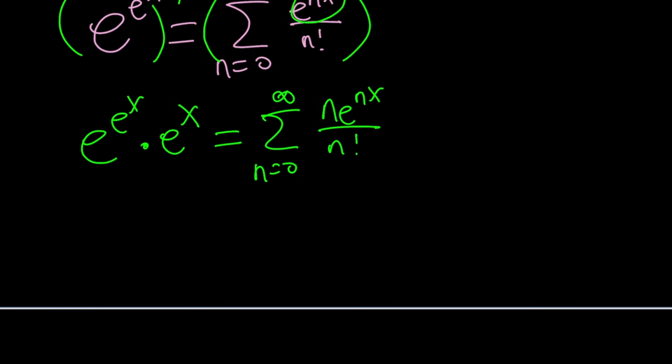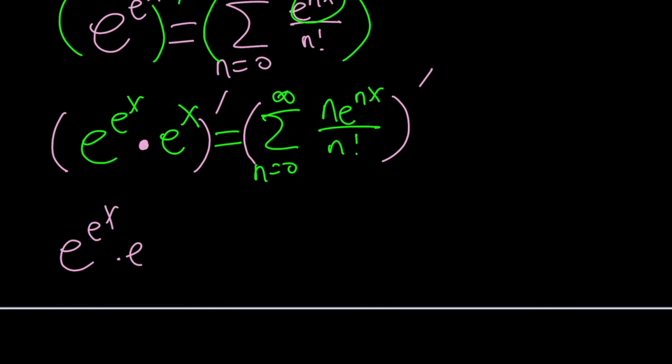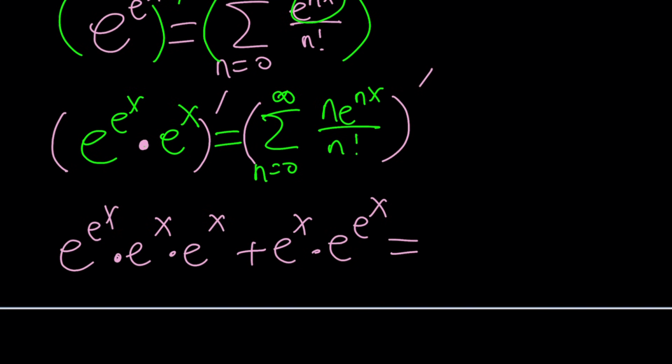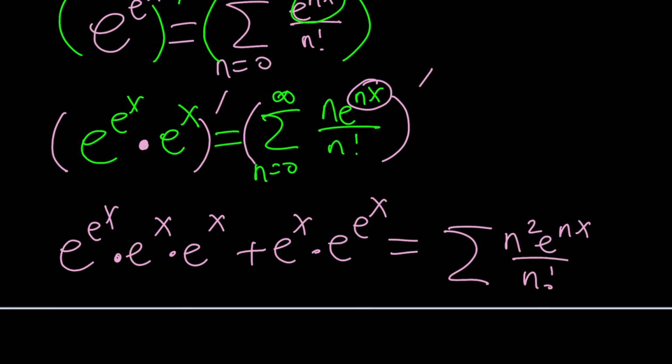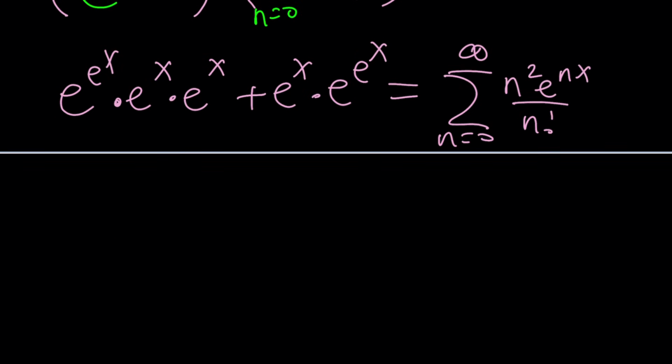Guess what? We're going to differentiate one more time to get n squared. Now, when you differentiate, you got to be careful. This is the product rule: the derivative of the first function, which is the same one, times the second function, plus the derivative of e to the x times the first function, which is e to the x. Cool, right? Differentiation is fun. And on the right-hand side, when you differentiate this, you get n times e to the nx, so that becomes n squared e to the nx divided by n factorial. n factorial is just a constant, so it doesn't really change. Super duper nice.